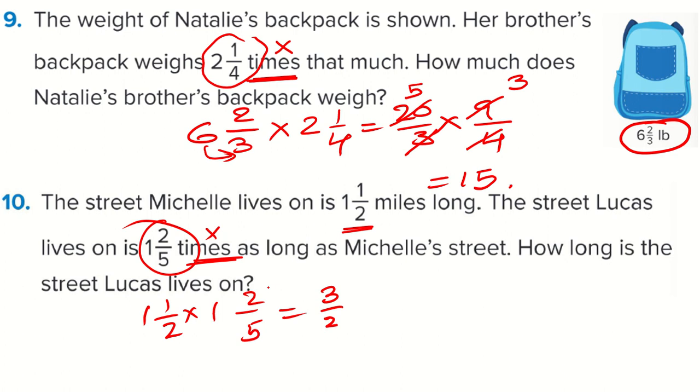In the previous questions, I have explained it, so I am doing it a little quickly, okay? So that this video can be a little shorter for you. Now, 1 times 5, 5, 5 plus 2, 7 over 5. Now, nothing can be simplified up and down. So, 7 times 3, 21 over 5 times 2, 10.